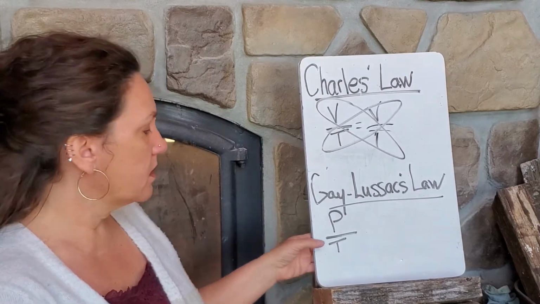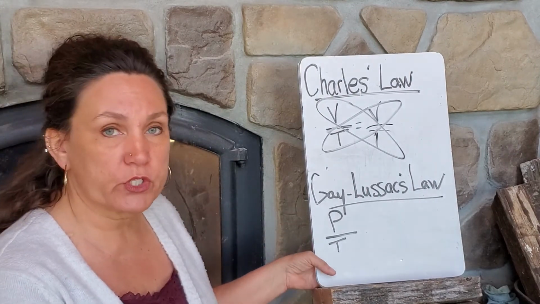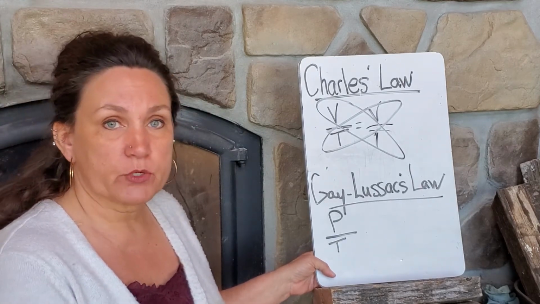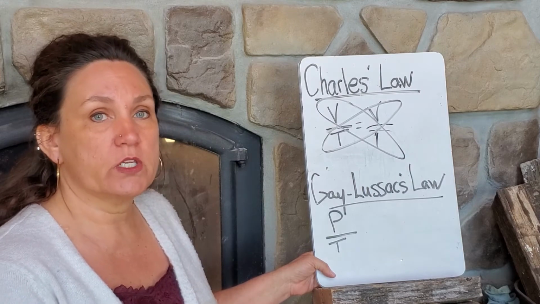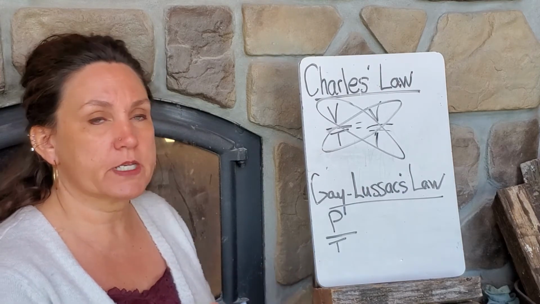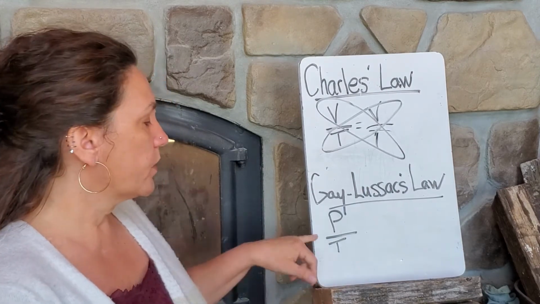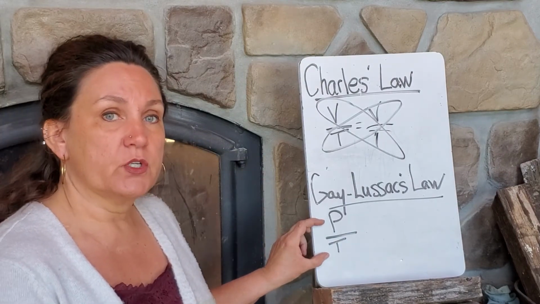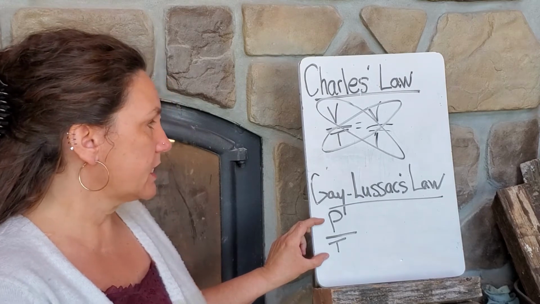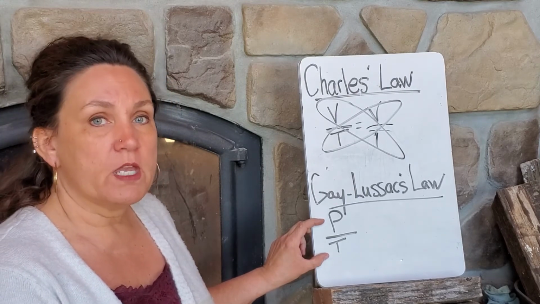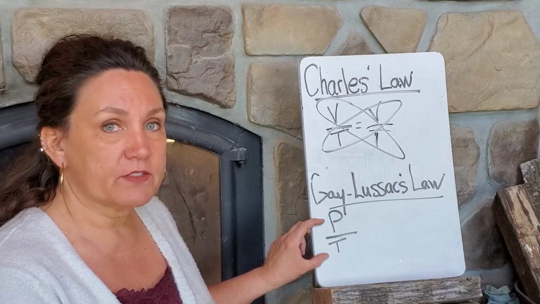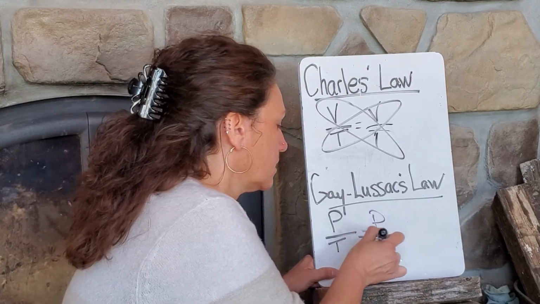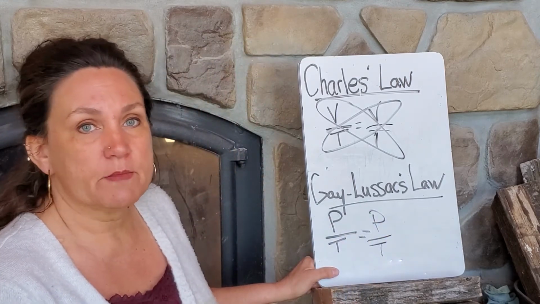Gay-Lussac's law, pressure and temperature relationship. So if I increase the temperature of the gas, I also increase its pressure, which kind of makes sense because it's going to be colliding more with the walls of the container. Since we're working with these, the two factors that have to remain the same are the volume and the amount of gas. So we have to keep those other factors the same. So this becomes exactly the same as before.